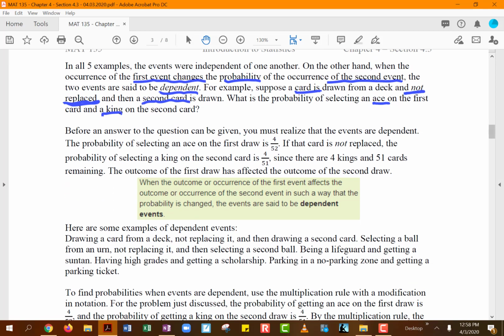So as you can see in the next sentence, they are saying before an answer to the question can be given, we should realize that these events are dependent. So since we're selecting an ace on the first draw, of course, you've got 4 aces in a deck of cards, so that would be 4 out of 52. But since we are not replacing that card, that means when we select the king for our second card, right? That's actually now going to be only 4 kings.